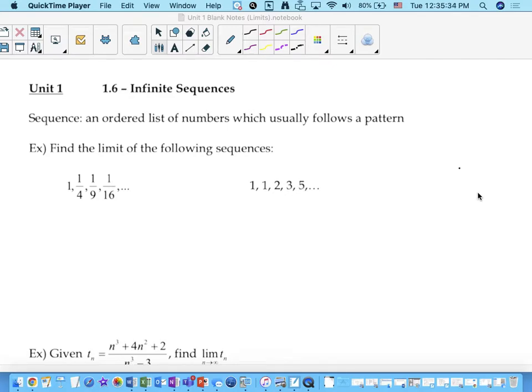You've actually seen some infinite sequences before. Specifically in grade 11, you would have looked at arithmetic sequences and geometric sequences. Do you guys remember those? A little bit? I'm getting flashbacks. You're getting some flashbacks? That's good. Hopefully good flashbacks. Okay, so an arithmetic sequence would have looked something like this, for example.